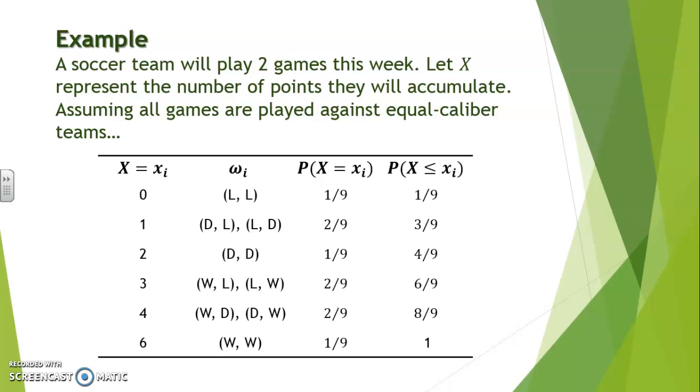So loss-loss is the only way to accumulate 0 points, just like win-win is the only way to accumulate 6 points. And then we have all of the other outcomes that lead to either 1 or 2 or 3 or 4 points. So based on the list of terms we found in omega earlier, we can find the probability of each of these outcomes, which appears in the third column, as well as the cumulative probability in the fourth column.